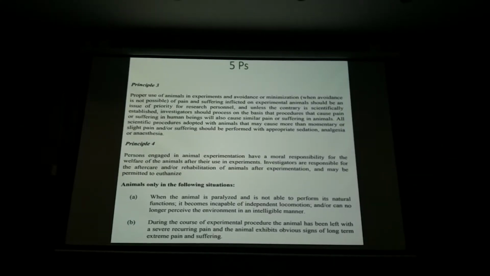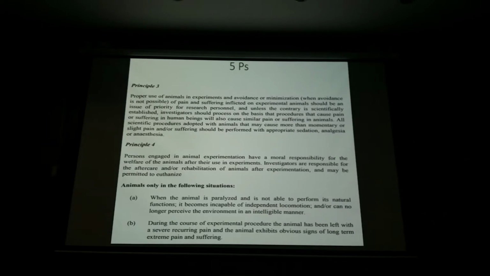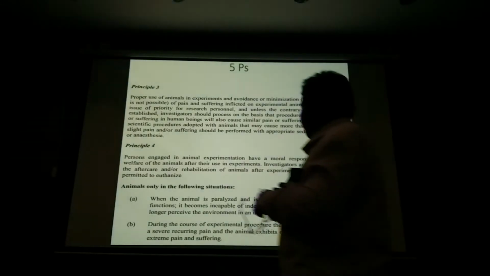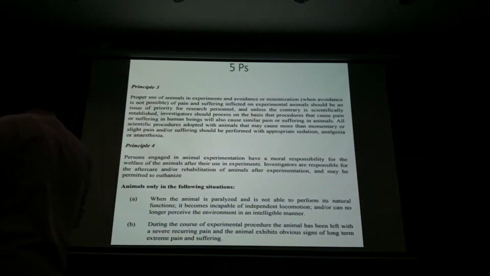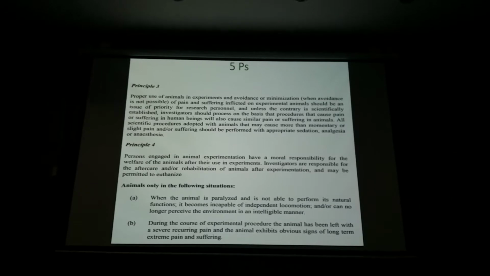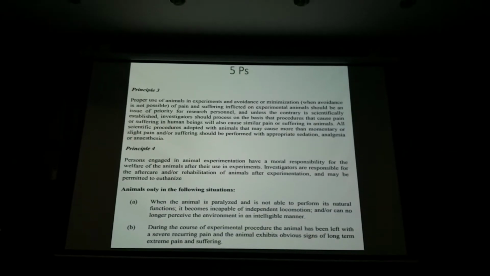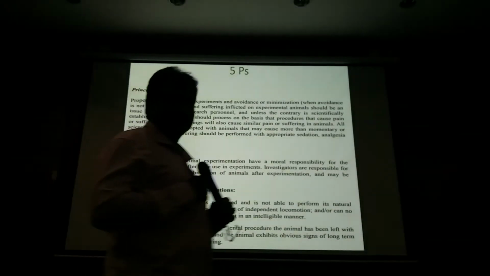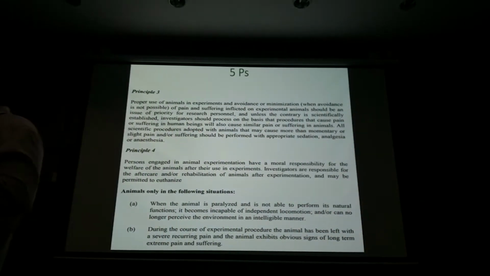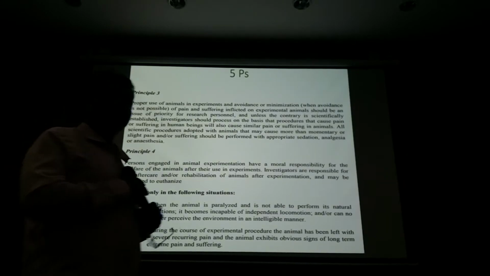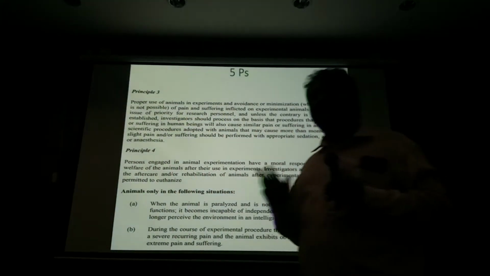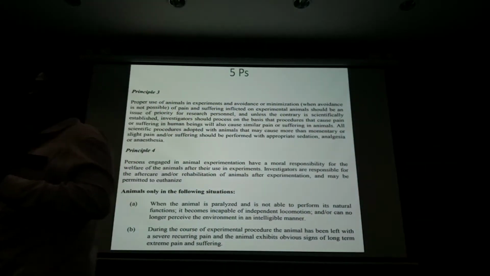Then principle number 4. Persons engaged in animal studies have the moral responsibility for the welfare of the animals after their use in experiment. Investigators are responsible for the aftercare and rehabilitation, which may be permitted after the experimentation. This is where rehabilitation comes. Okay, that is the 4th R which I am going to explain. 4th R is reuse or rehabilitation. So after the experiment is over, you have to rehabilitate. Right. After the marriage, if divorce happens, you have to give the alimony.